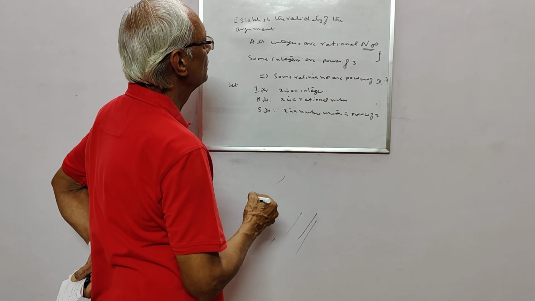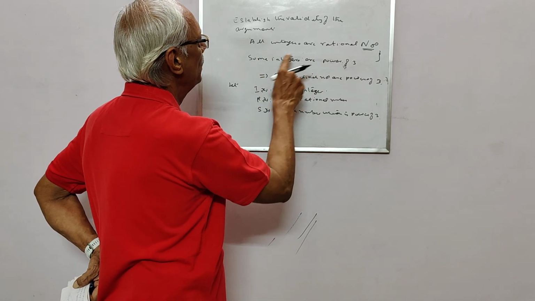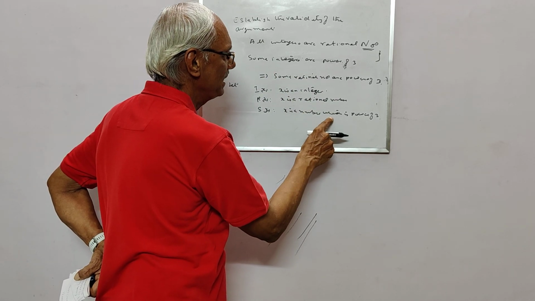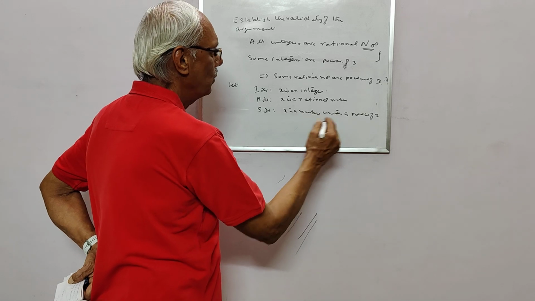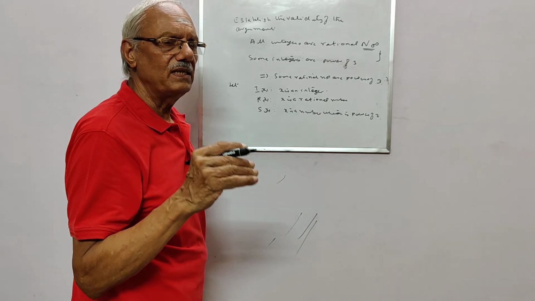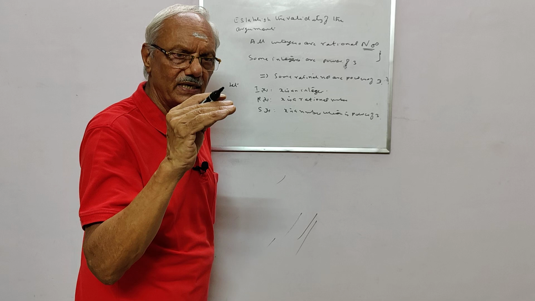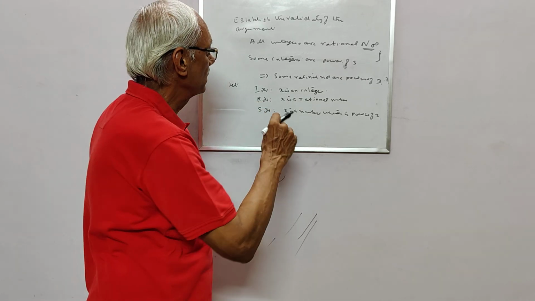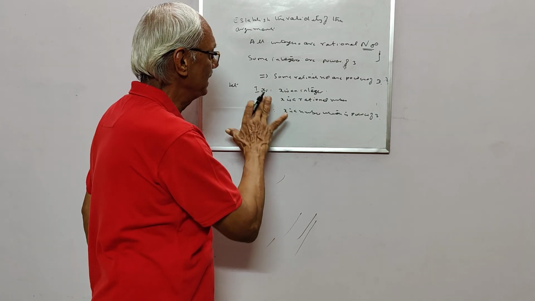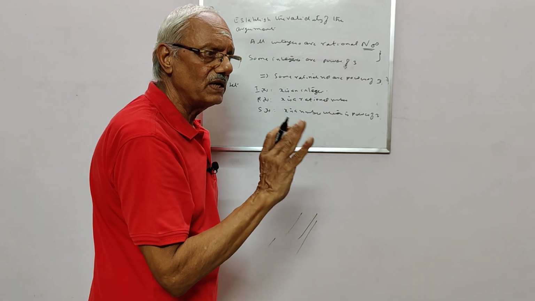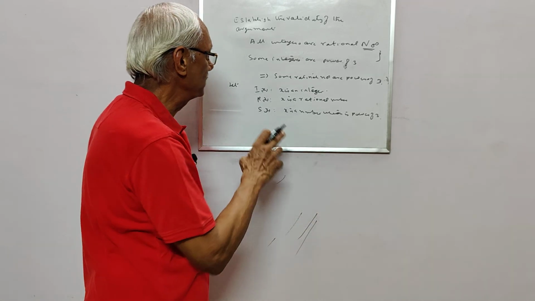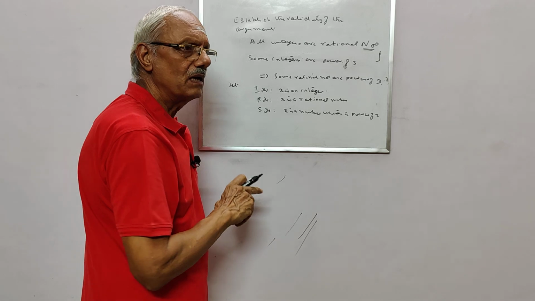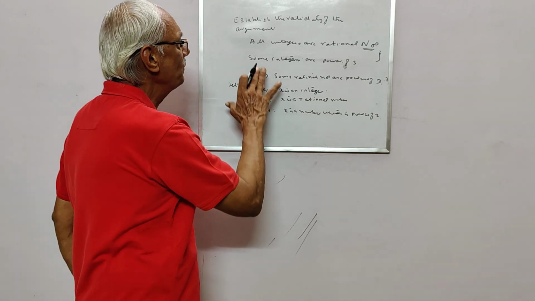All integers are rational numbers, some integers are powers of 3. So you see that x is a number which is an integer and is a power of 3. Now see, we have identified the variables. Here you see that we have identified the variables in the predicate form.